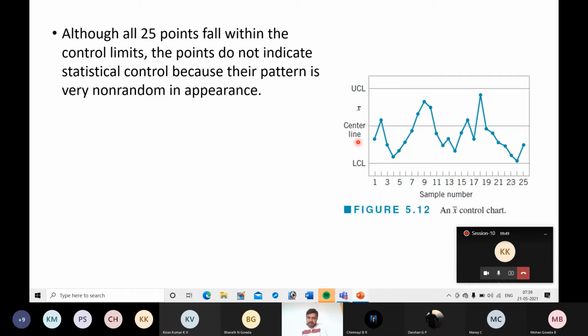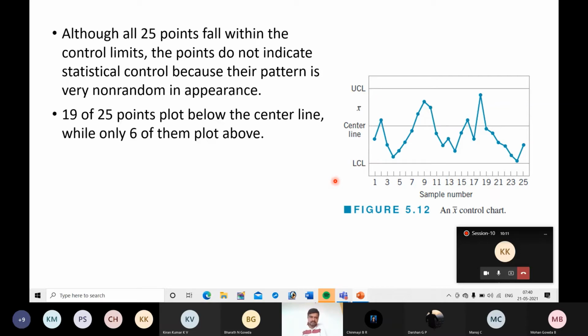Suppose the pattern is non-random, it requires further evaluation for assignable causes. The points do not indicate statistical control because their pattern is very non-random in appearance. You can find a particular manner in which the points are located in the control chart.